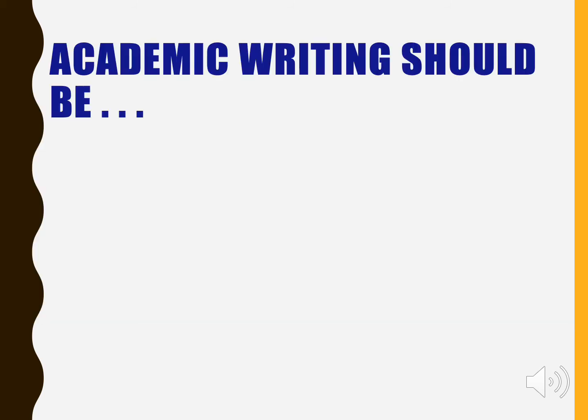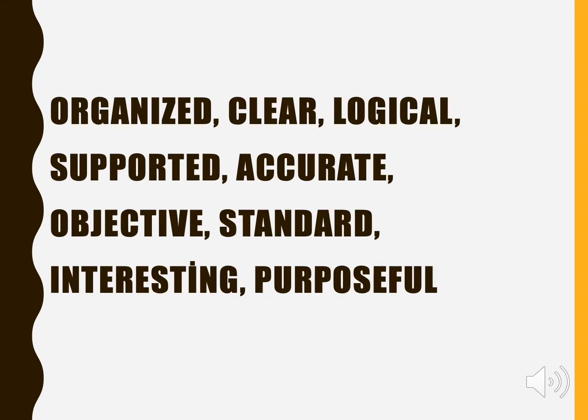Okay, more generally, academic writing. Well, what should academic writing be like? Some of you may be working on your first examples of academic writing. Well, here's a couple of key words. It should be organized, it should be clear, and it should be logical. Okay, it should be well supported by evidence. We'll talk about that more.